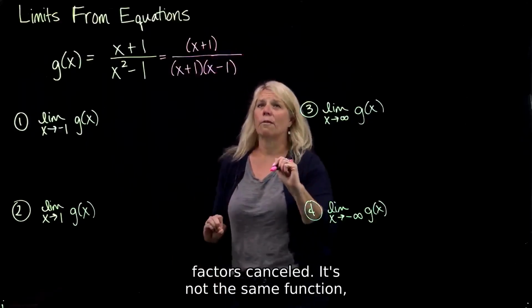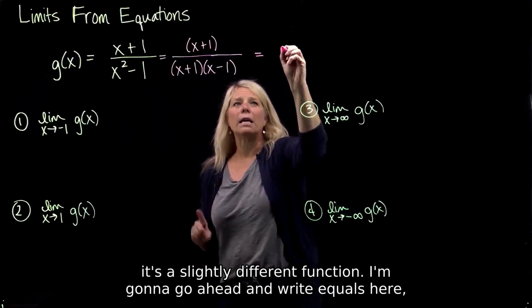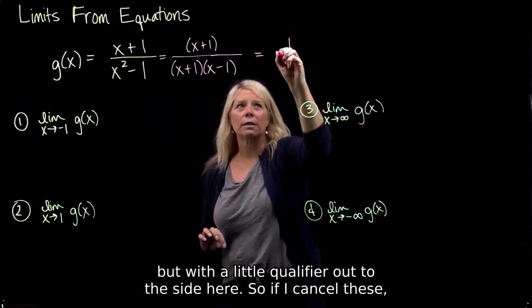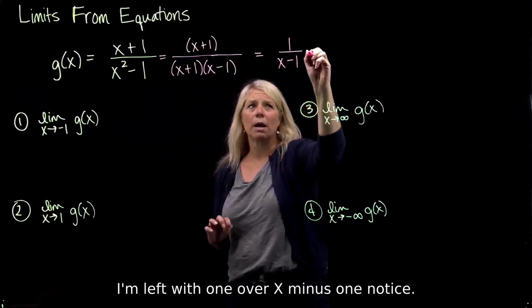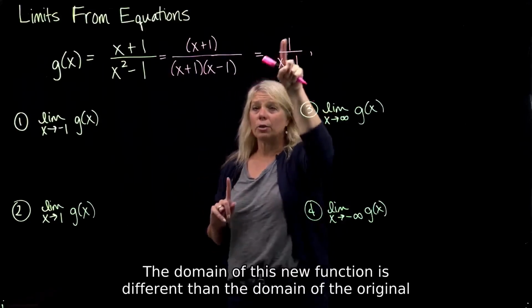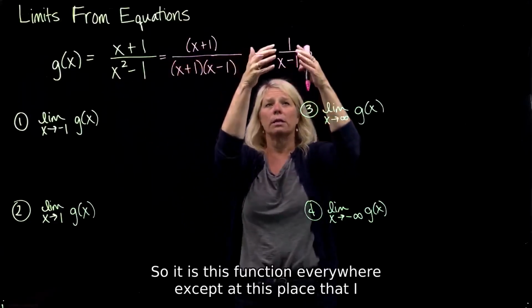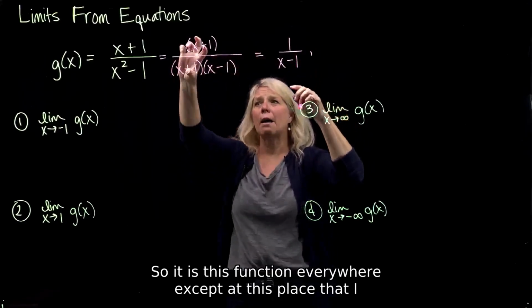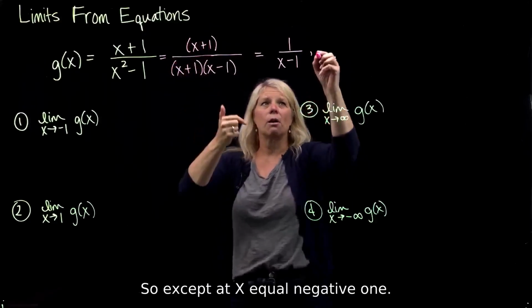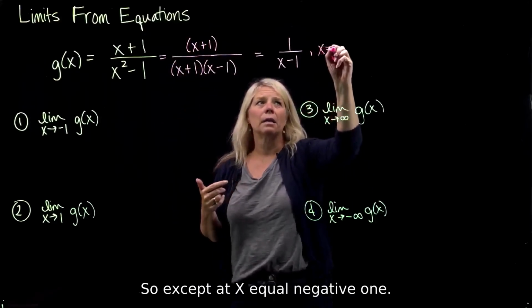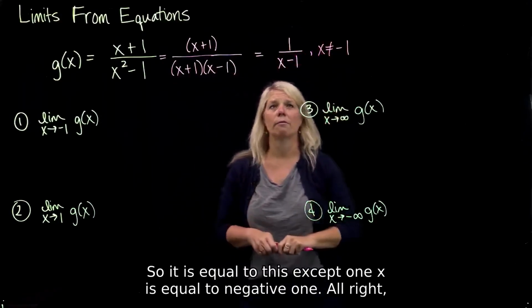It's not the same function, it's a slightly different function. I'm going to go ahead and write equals here, but with a little qualifier out to the side. So if I cancel these, I'm left with 1 over x minus 1. Notice the domain of this new function is different than the domain of the original function. So it is this function everywhere except at this place that I canceled out the issue with. So except at x equal -1. So it is equal to this except when x is equal to -1.